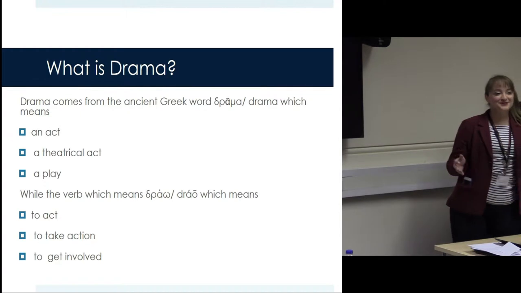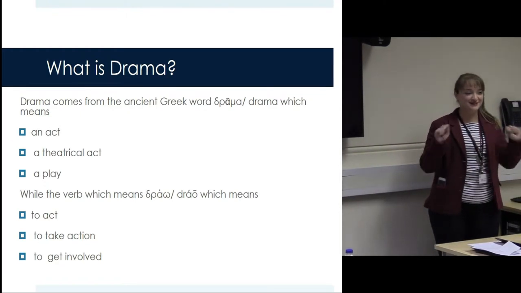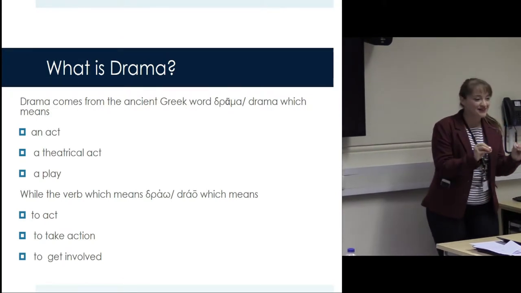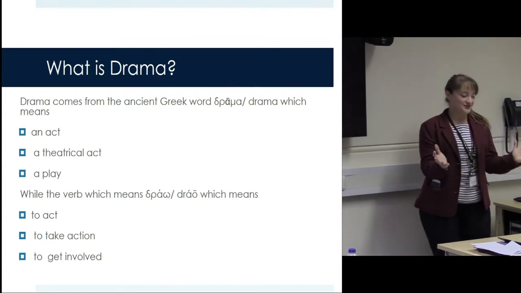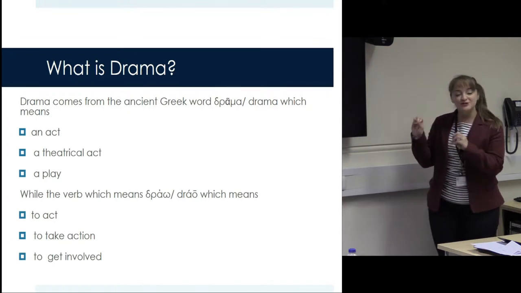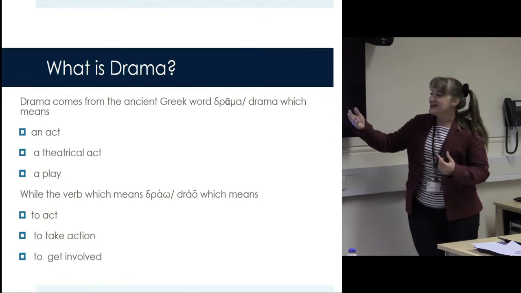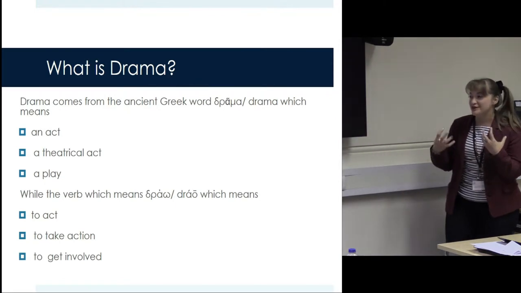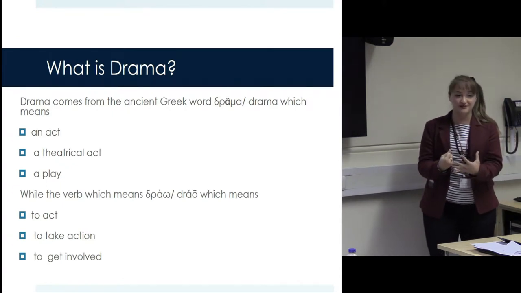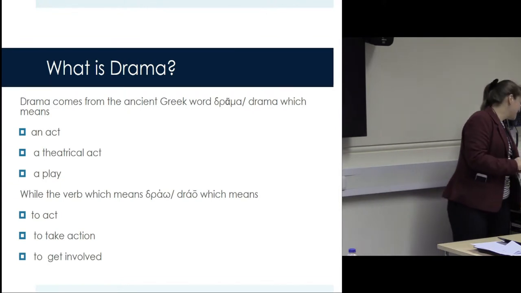So, people usually confuse drama with theatre. Drama and theatre are two completely different things. We'll deal with drama today, and precisely, drama means action, when you get involved in something, when you have to do something. We mostly focus on the verb part of the drama thing. It comes from the verb vrao, which means we have to do something, we have to get involved in something. It's not acting, it's act, two different things.